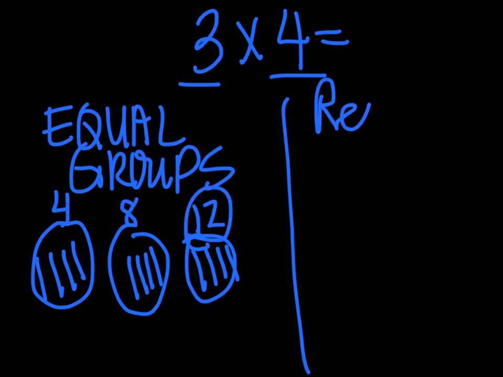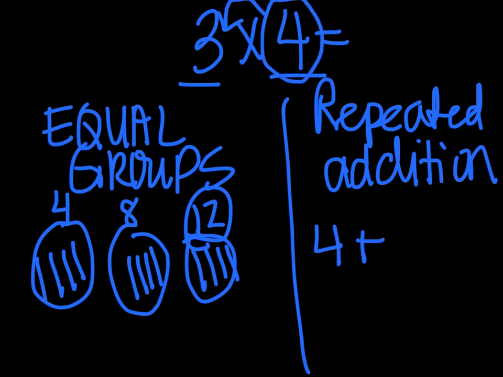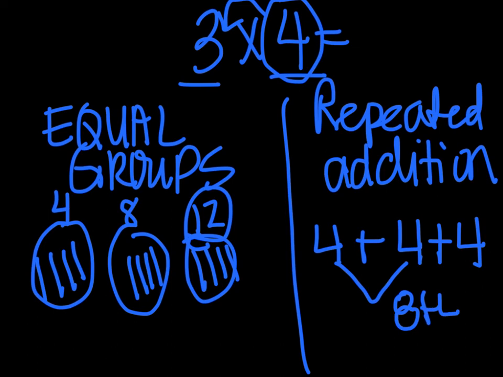Now if I was going to use repeated addition, remember I write the 4 3 times. So I have 4 plus 4 is 8, plus 4 is 12. So you're going to notice the product stays the same in both problems. And the way that you solve is kind of similar because the picture looks like the addition problem because we're adding 4 plus 4 plus 4. So I just kind of wanted to show you that while both ways are great ways to solve, they look very different but similar at the same time.